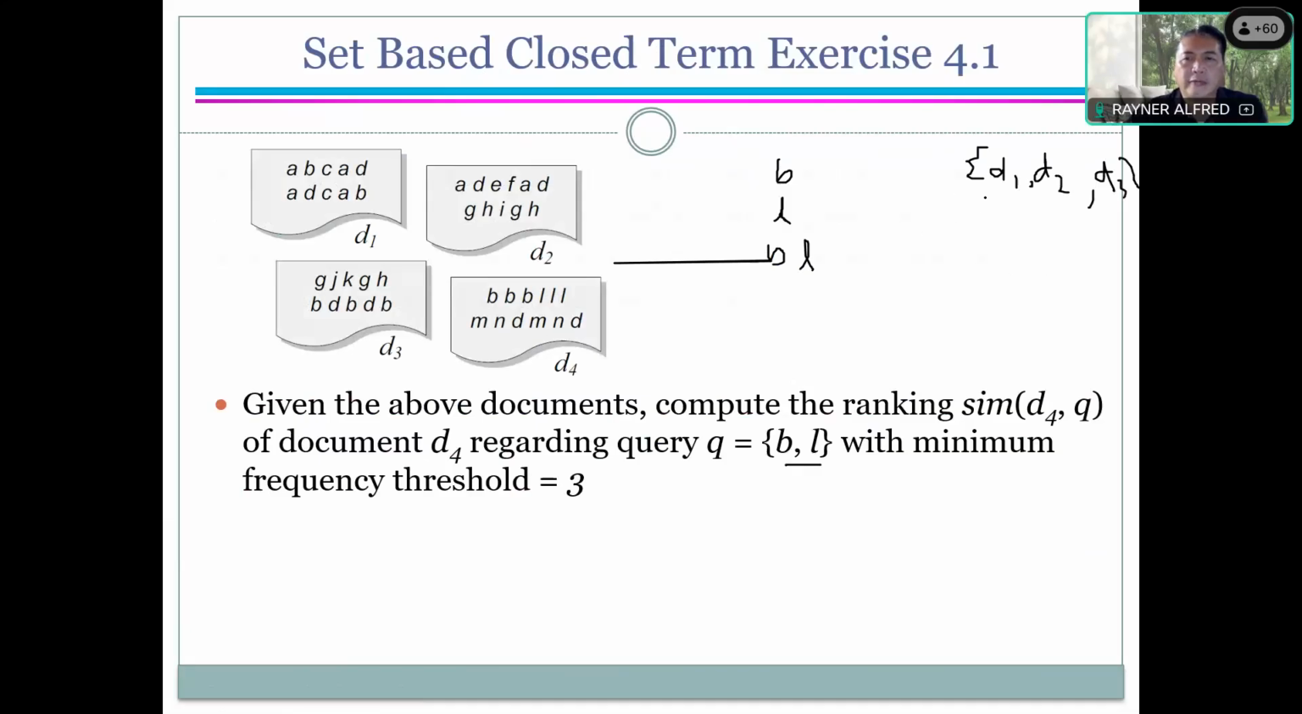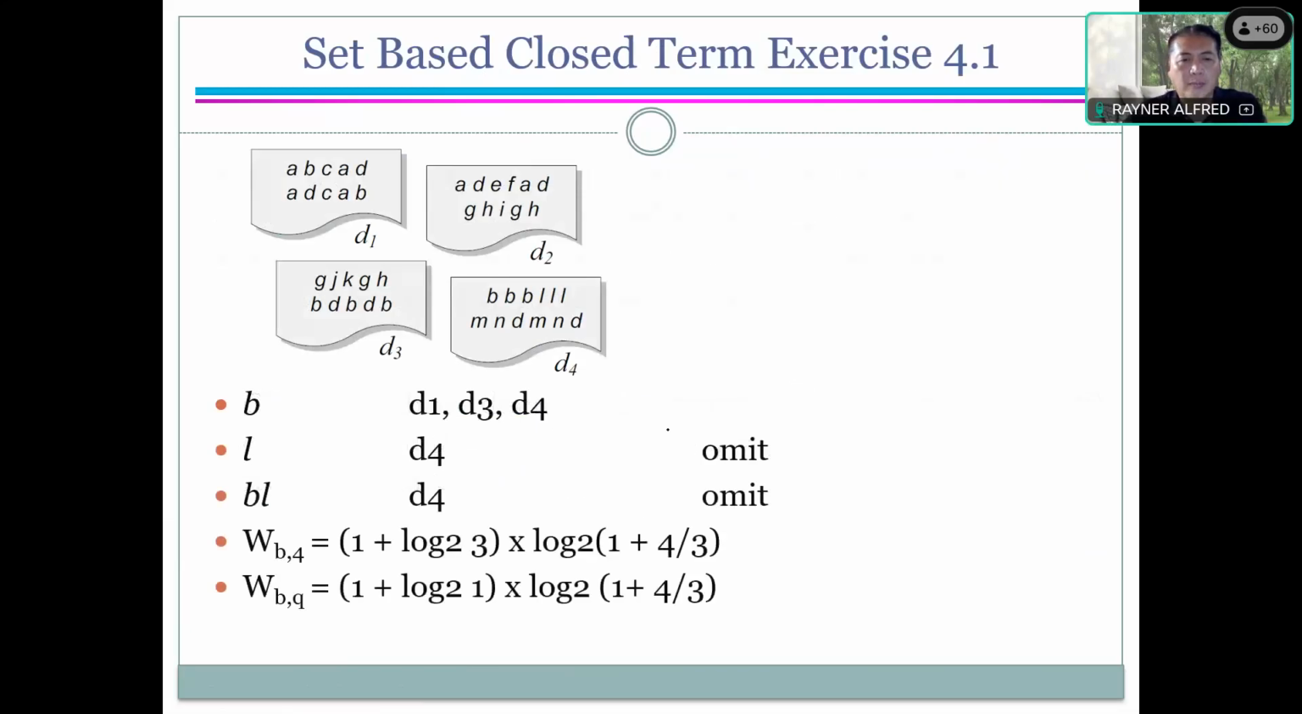L, we only have D4. And for this one we have D4 also. Because of this, we will not consider this and this. So we only have B. So by setting the frequency threshold to a bigger number, we only have this B.